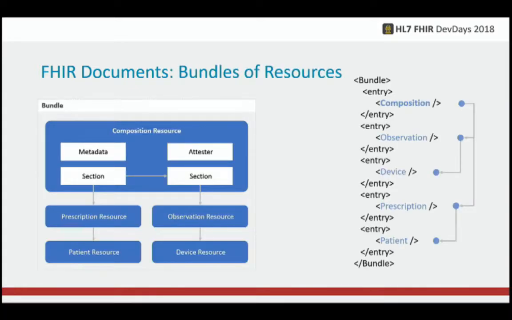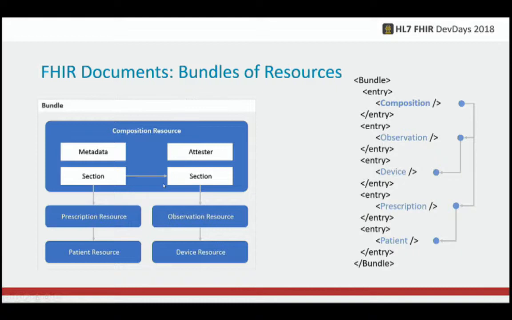So here's a quick slide on how FHIR documents look in sort of an abstract sense. You've got your composition resource, and this has all the basic metadata about the document, like what kind of document it is, the LOINC code for it, what date it was created, who the author is, and such. You've also got information about who the attester is, or who's signing this document. In CDA, we would call that the legal authenticator.